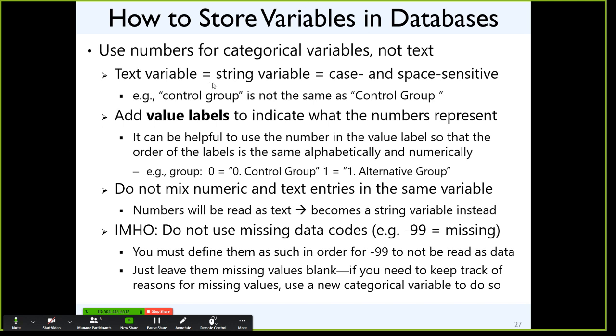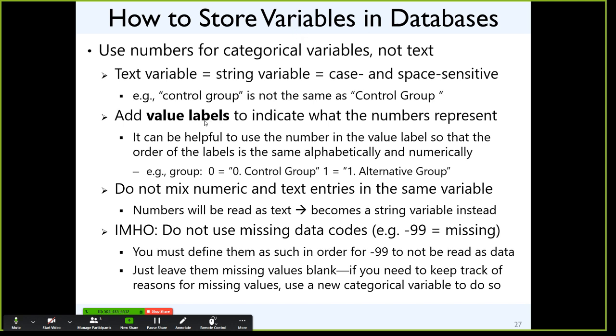So something like this, where I have control group, this is not the same thing. And if you have people hand entering this stuff, even the most vigilant RA or yourself is going to screw this up at some point. So don't do that to yourself. If control group is what you mean, that's 0, because typing a 0 is a lot easier than getting control group right every single time.